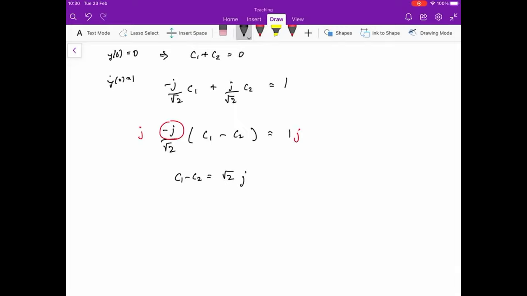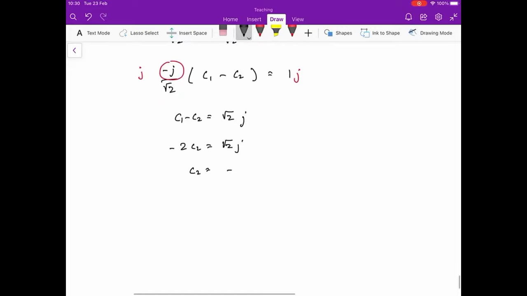And now we know that C1 equals minus C2. And so we get minus 2 C2 equals root 2 j, and C2 equals minus j over root 2. And then C1 is going to be j over root 2. And again, we see the complex conjugate values. So these are complex conjugates of each other, which is what I was explaining earlier. This is how we're getting those values over here, as typically we'll see those kind of complex conjugate values.